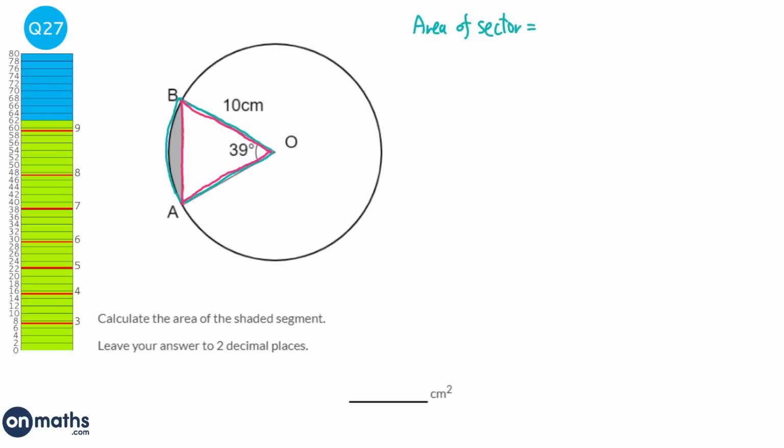And we know that that is the angle that we have of the circle times the area of the full circle. So the angle we have is 39 over 360, and then we've got pi times 10 squared. Type that into your calculator and you get 34.033 and so on. Next we're going to find out the area of the triangle.